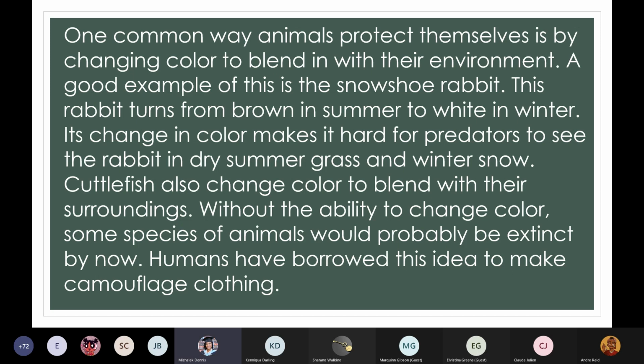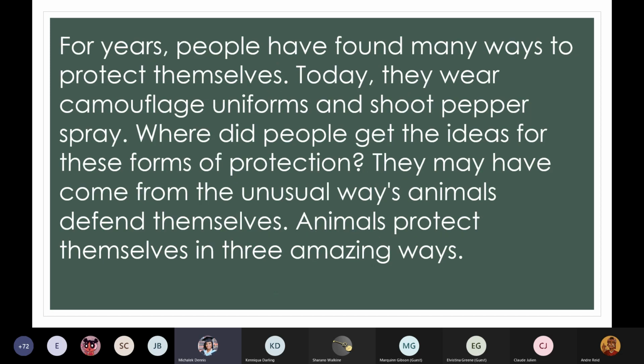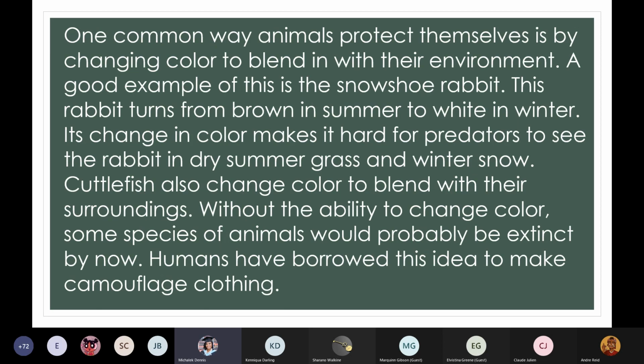Okay, so you are correct. Humans have borrowed this idea to make camouflage clothing. Let's go back. Because this is where we're making the connections, right, Mr. Joaquin? For years, people have found many ways to protect themselves. Remember, that was our topic sentence for our introduction. Now here it is, we came to our second paragraph. We supported how animals change their colors to blend in with the environment. And then we conclude this paragraph by saying humans have borrowed this idea to make camouflage clothing.